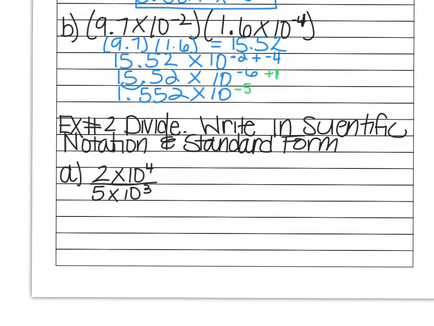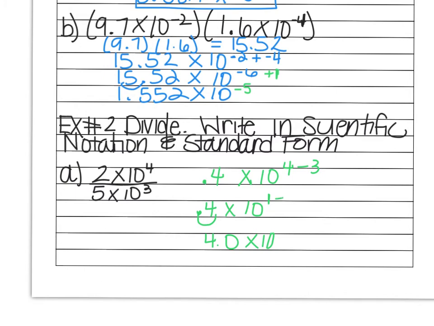So we have 2 divided by 5, which is 0.4. And I'm going to leave that as a decimal. So 0.4, and I have times 10 to the 4 minus 3. The reason I'm subtracting them is because we're dividing. So 4 minus 3 is 1. So I have 0.4 times 10 to the 1. But then we have to move that decimal over to make it 4.0 times 10.